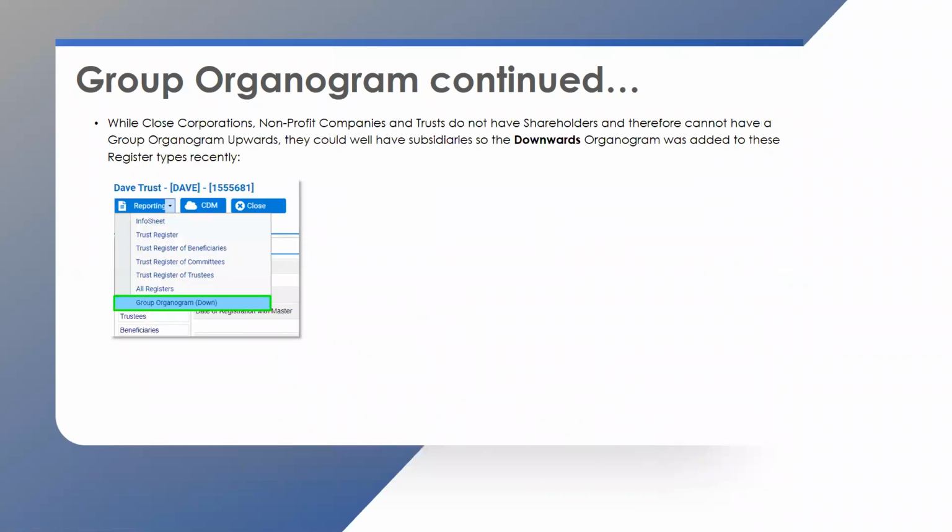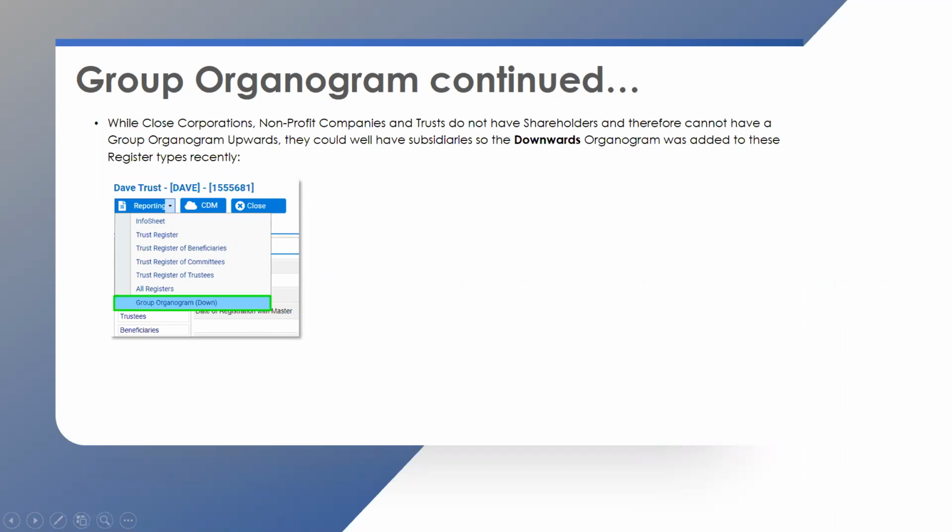Then also what we did recently was, when we originally launched this report, it was only available within the company registers because it's based purely on shareholding. So obviously, closed corporations, non-profit companies, and trusts don't have any shareholding recorded on the system. So the upwards organogram would never be applicable for them. But we subsequently launched the downwards organogram, and with that in mind, we also added this report option to the registered types for closed corporations, non-profit companies, and trusts. So if they hold any subsidiaries, for example, you will then be able to access the downwards organogram.